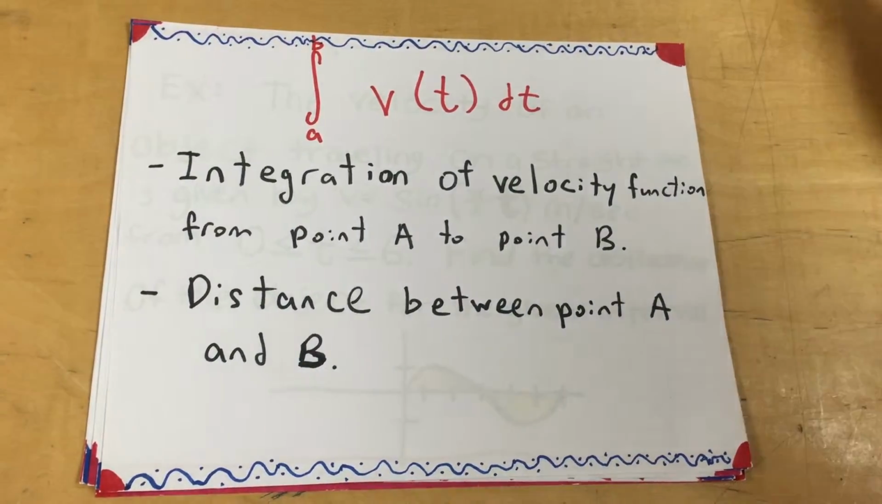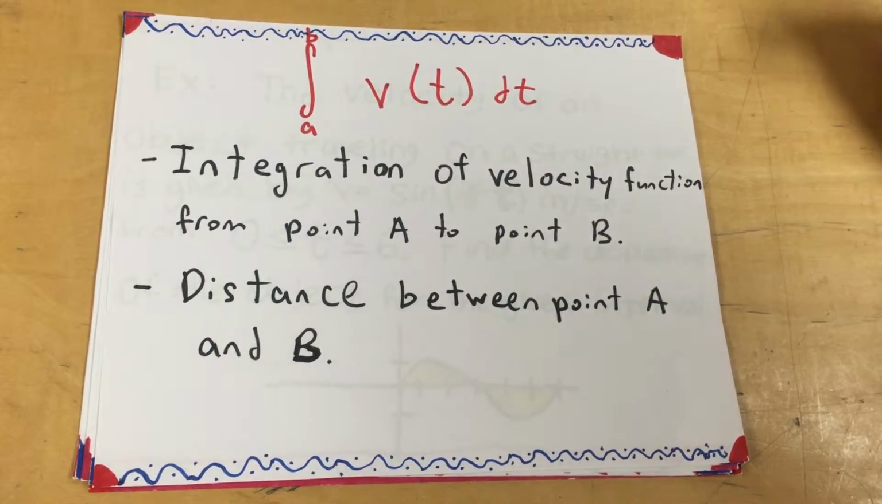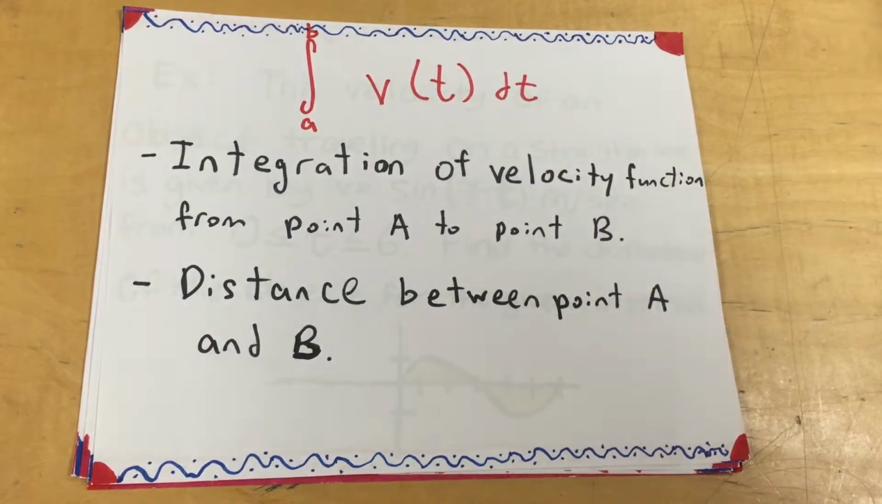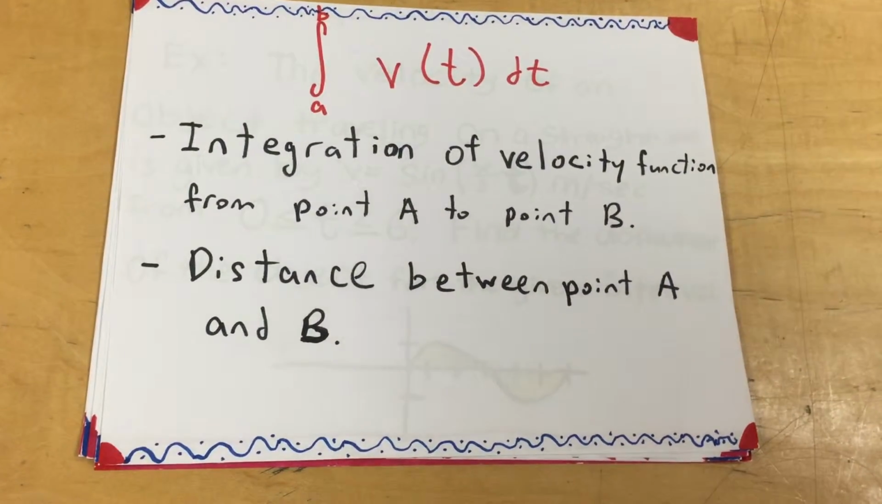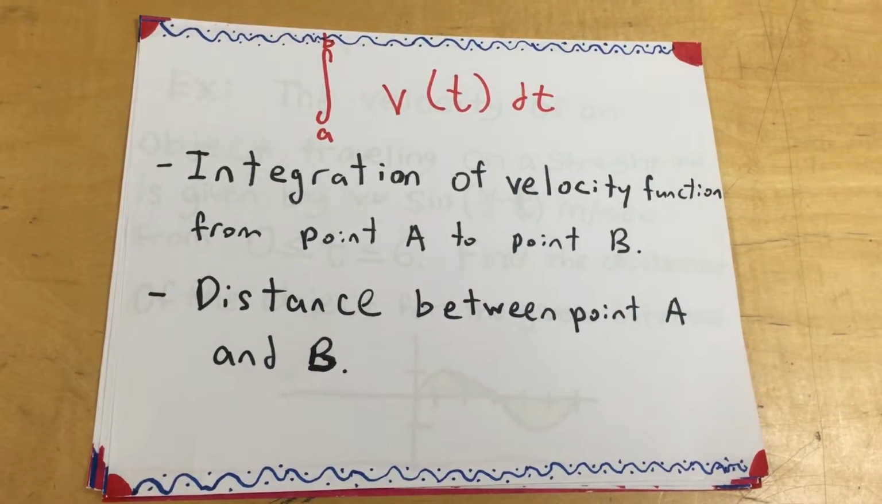So the formula to find displacement is the integral from a to b of your velocity function, dt. We're going to do it from point A to B. Point A and B will be time. And if we put a velocity function into this integral, we should be able to solve for displacement.